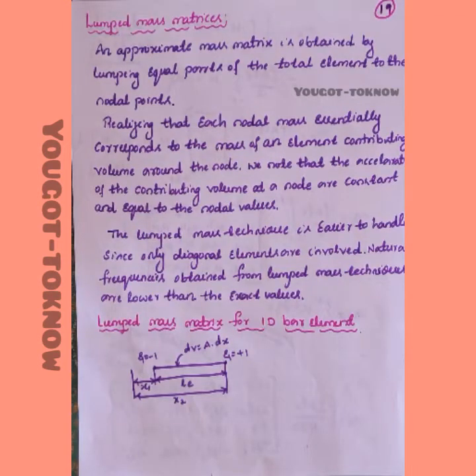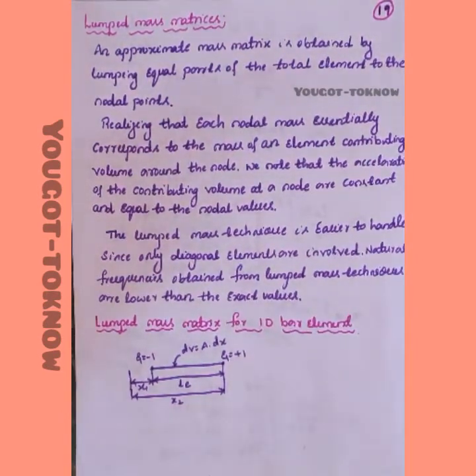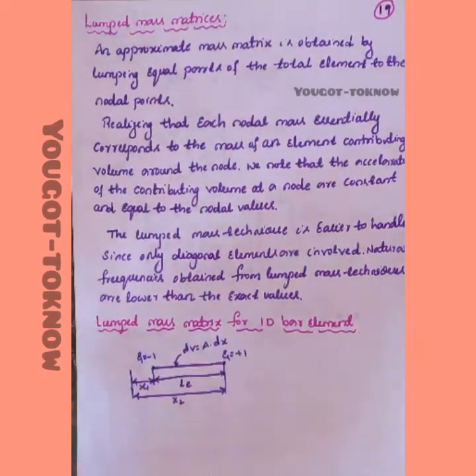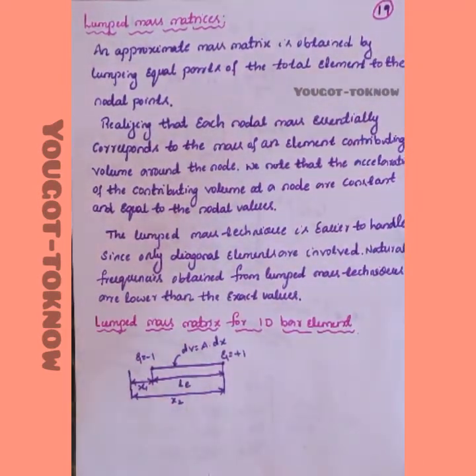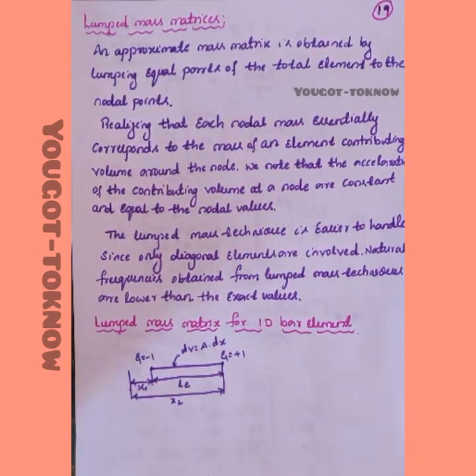Good morning, guys. So already we have discussed the concept of consistent mass matrix. Now we will go with one more matrix method that is called lumped mass matrix. Sometimes I will ask you to use lumped mass matrix to determine your eigenvalues and eigenvector for the given bar element, or depending upon the problem. They may ask you sometimes to use a lumped mass matrix.